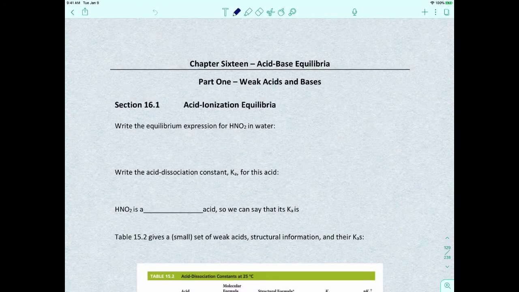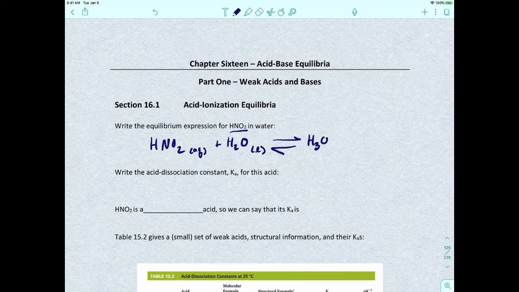Now let's focus our attention on weak acids. Let's take a look at one weak acid, HNO2. If we're going to write an equilibrium expression for HNO2 in water, we take HNO2 and react it with water. That's going to be in equilibrium with H3O+ and NO2-.